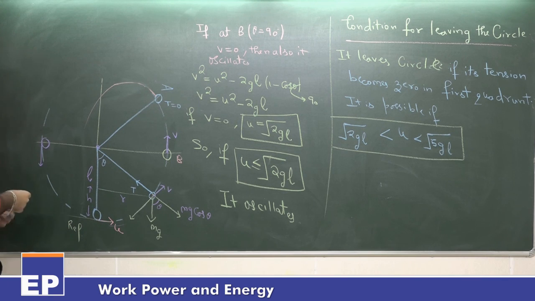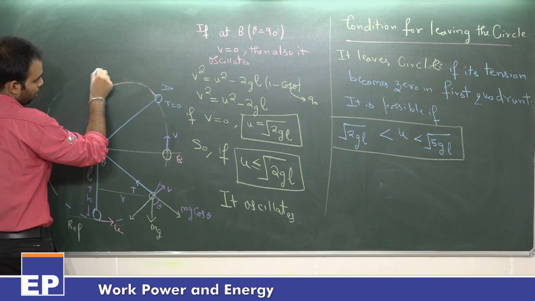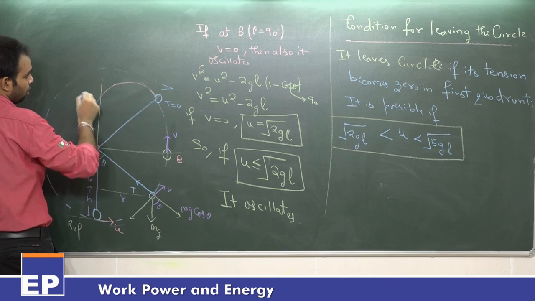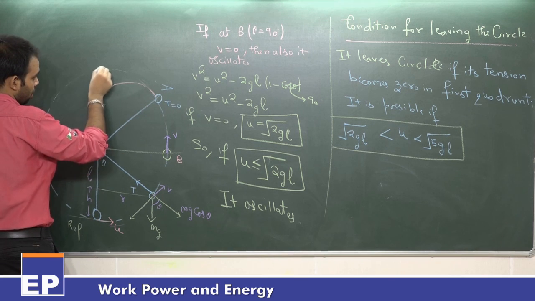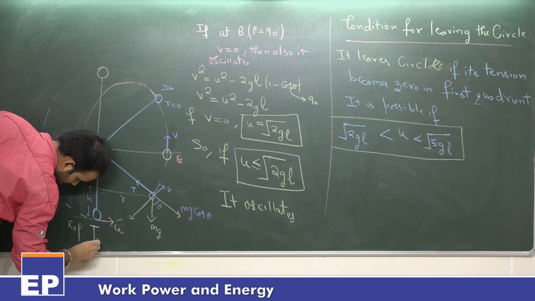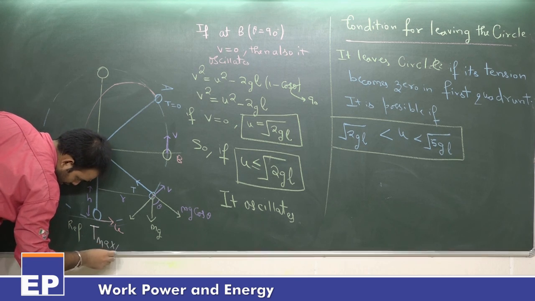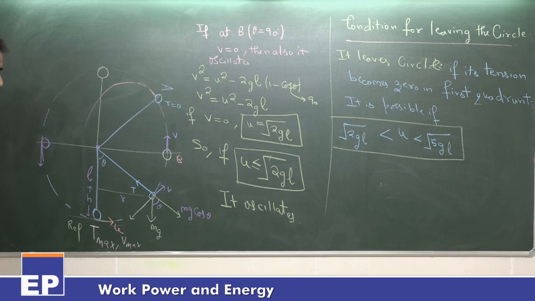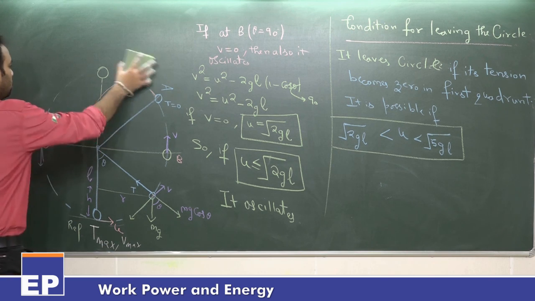Okay, write one more thing here. This is the bottom most point; here T is maximum and here V is also maximum at the bottom most point, and at the top most point it is minimum, right?